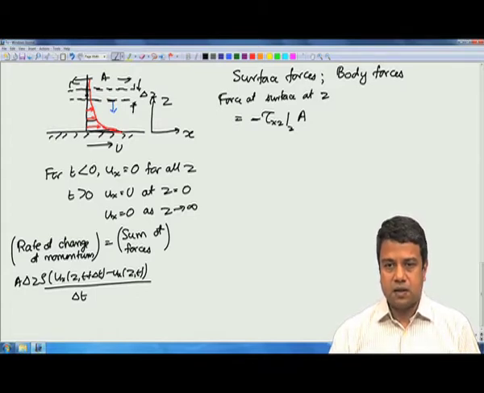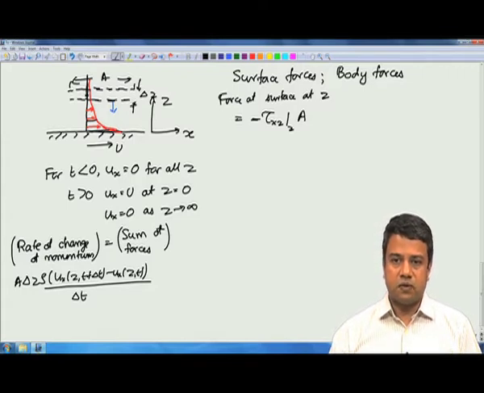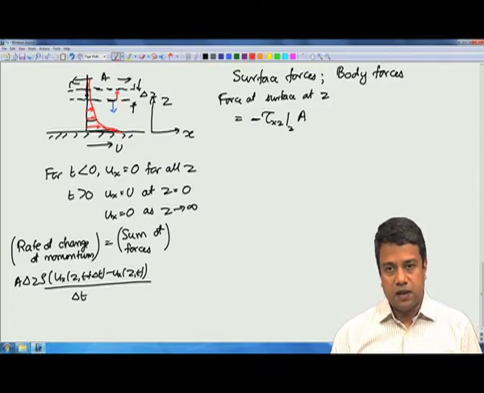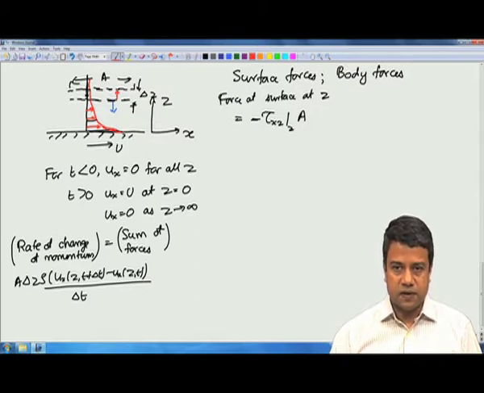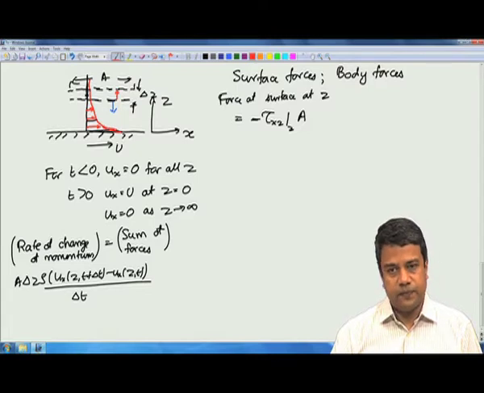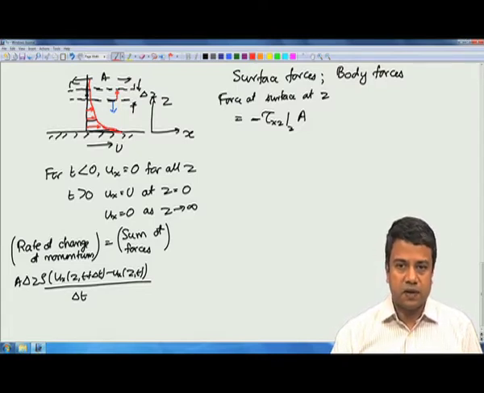So, tau x z is the force exerted at a surface whose outward unit normal is in the plus z direction, which tends to increase the momentum in the volume below this surface. In this case, the outward unit normal is in the minus z direction. Therefore, the force at the surface is equal to minus tau x z times A. So, one has to be careful about the sign convention that is adopted. So long as you adopt a consistent sign convention, the result will end up being the same.